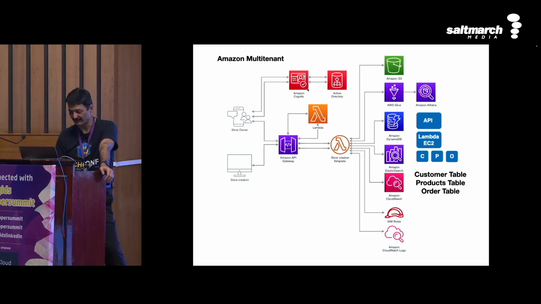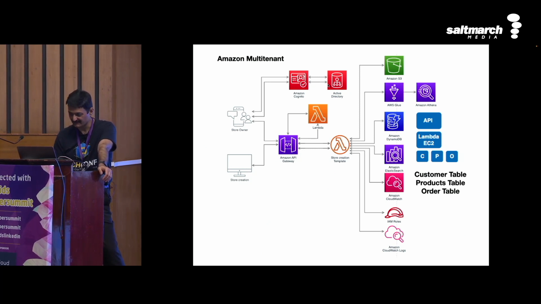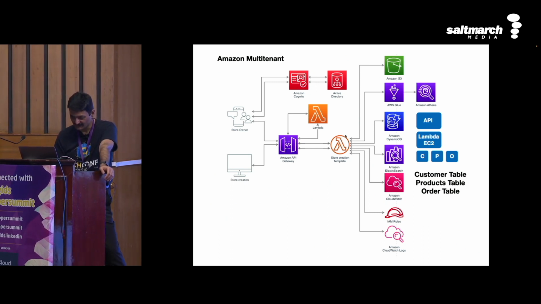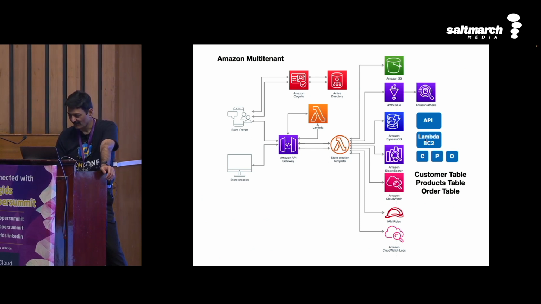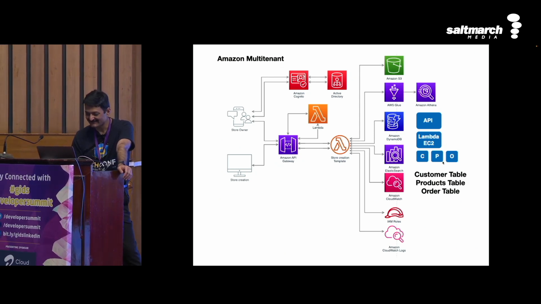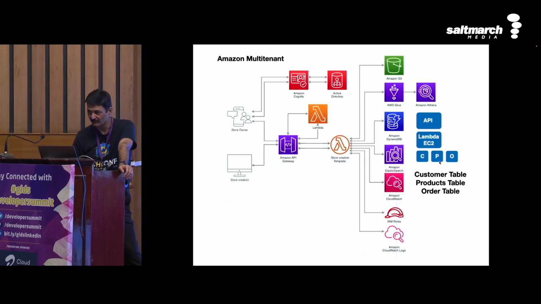You want to connect from there and make sure they're authorized. They sign up for the deal. And then going through the Amazon API gateway, you have a Lambda function or a microservice to create a template for your service where you're adding an API, a Lambda function, customer, product, and order. So these are separate tables for each store which you are trying to create.